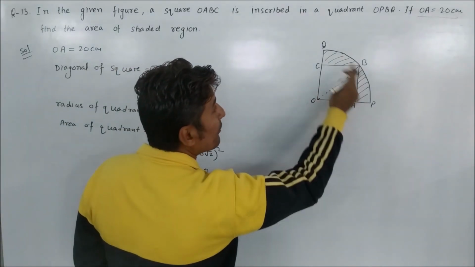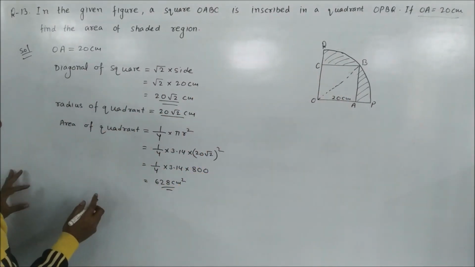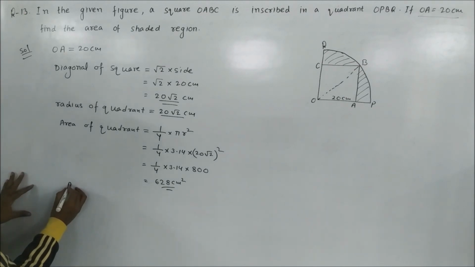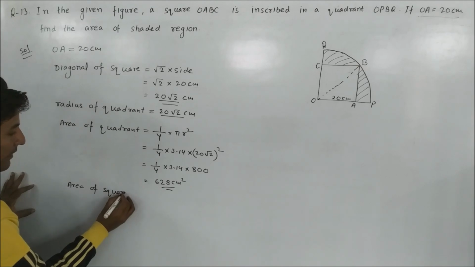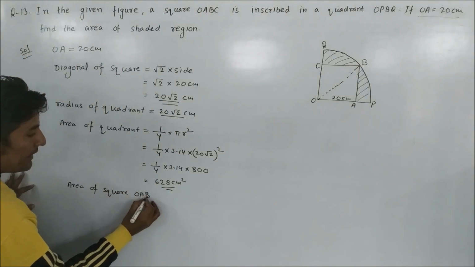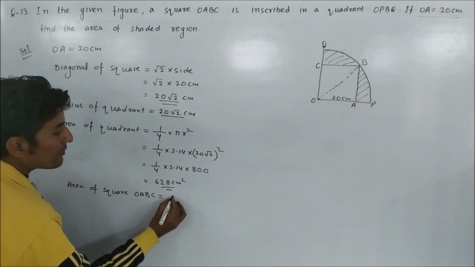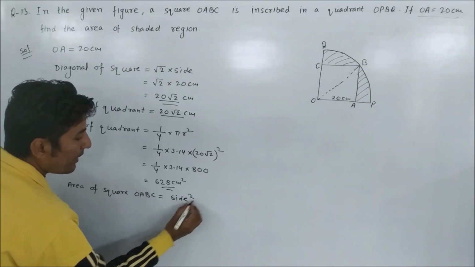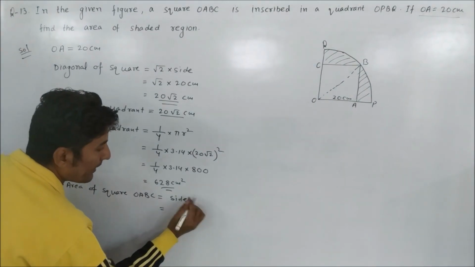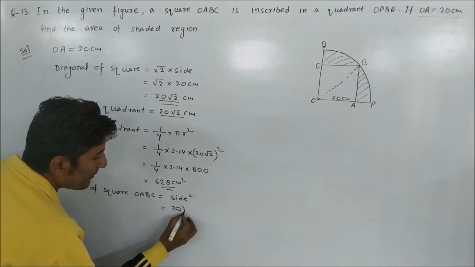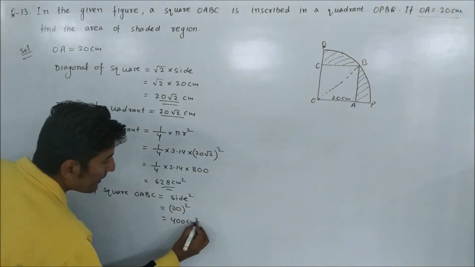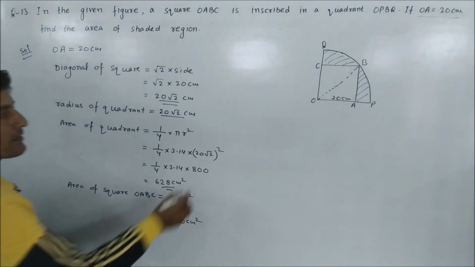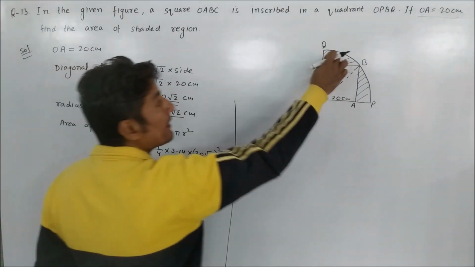After that, we will find the area of square OABC. So here we can write area of square OABC is equals to side square. Area of square is equals to side square. So we can write here 20 centimeter whole square is equals to 400 centimeter square. After finding both the areas, now we will find the area of shaded region.